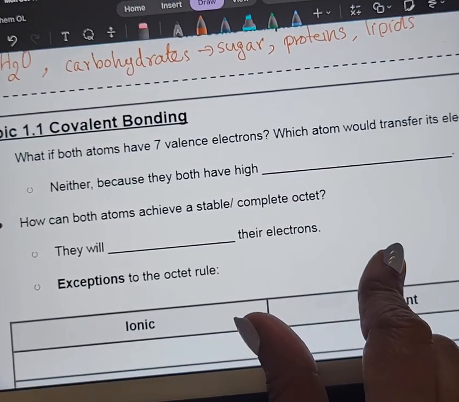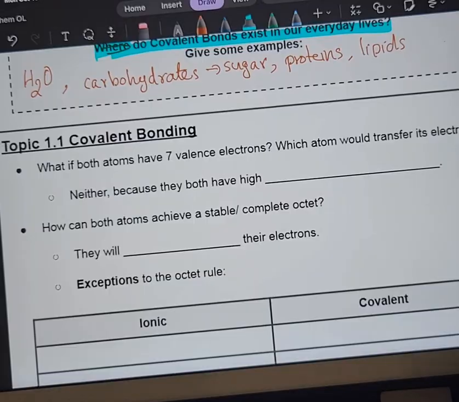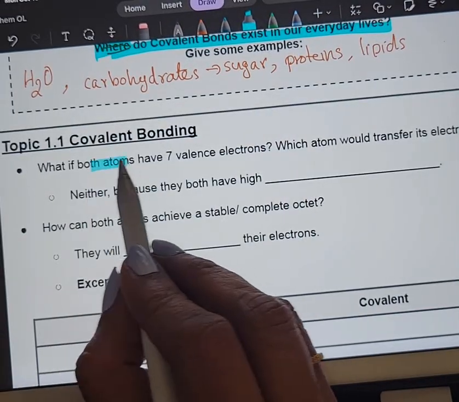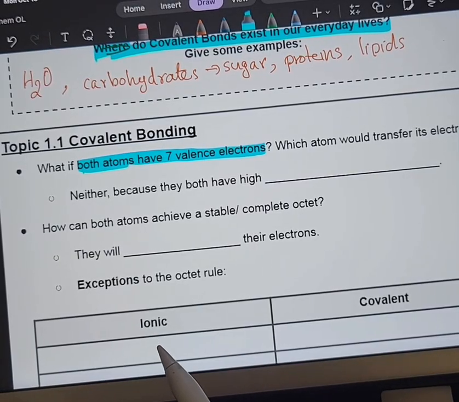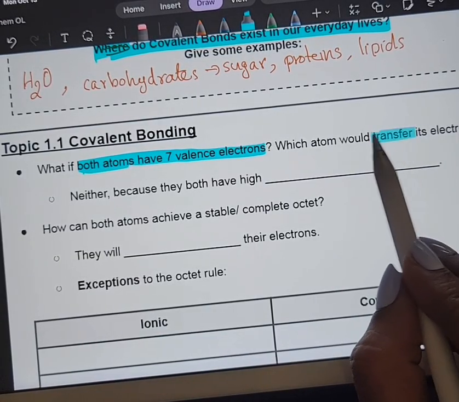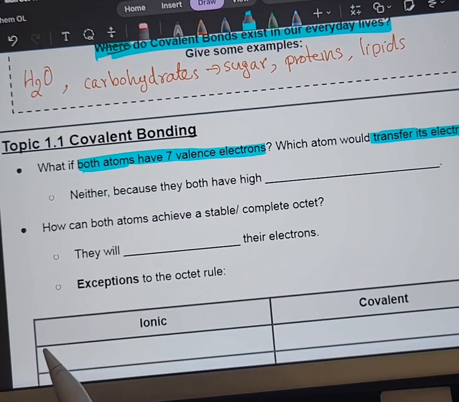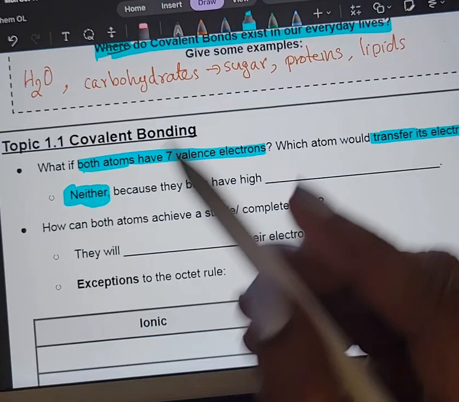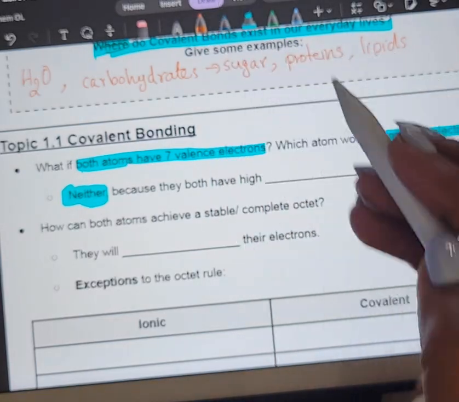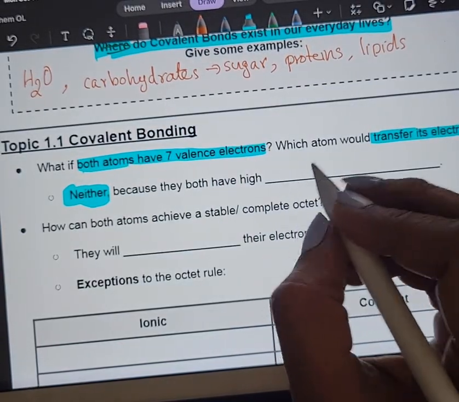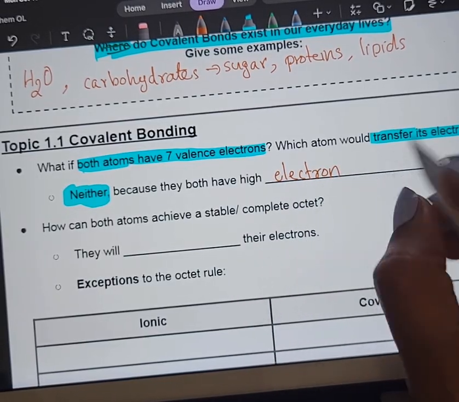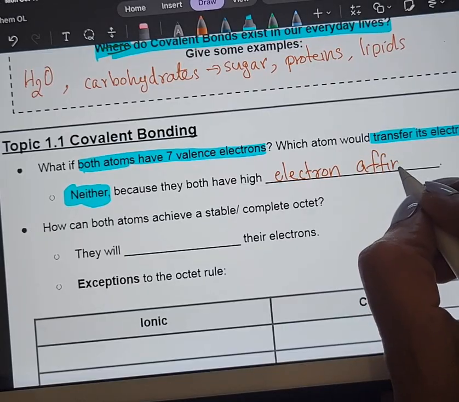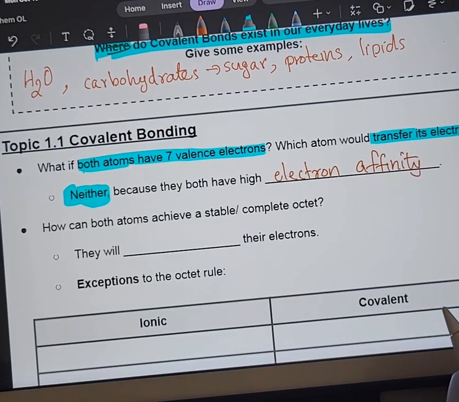Okay, so coming to covalent bonding, I'm going to give you a scenario. If you have two atoms, both of them have 7 electrons. They both need one more electron. Which one will donate the electron? Neither, because they need electrons and they are loving electrons. We can say they have high electron affinity or high electronegativity. Electron affinity is new terminology, but it is similar to electronegativity.